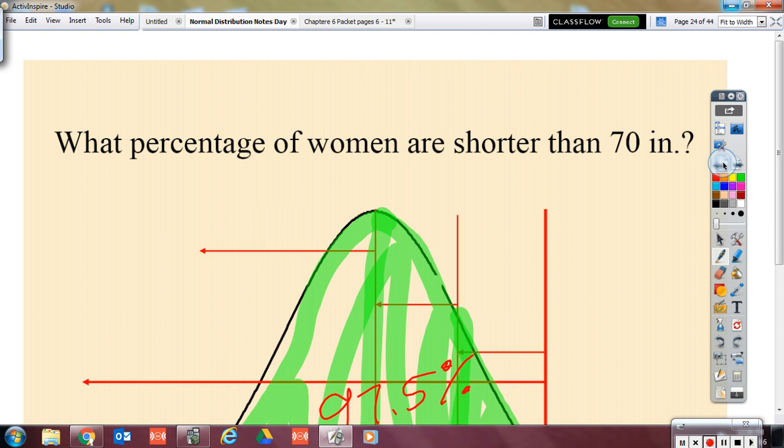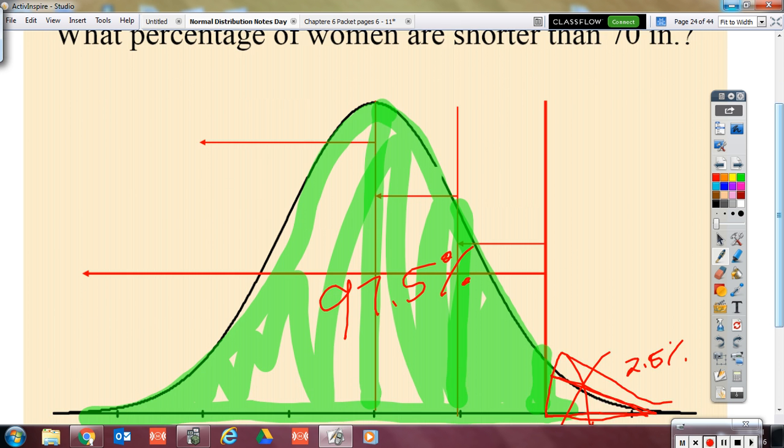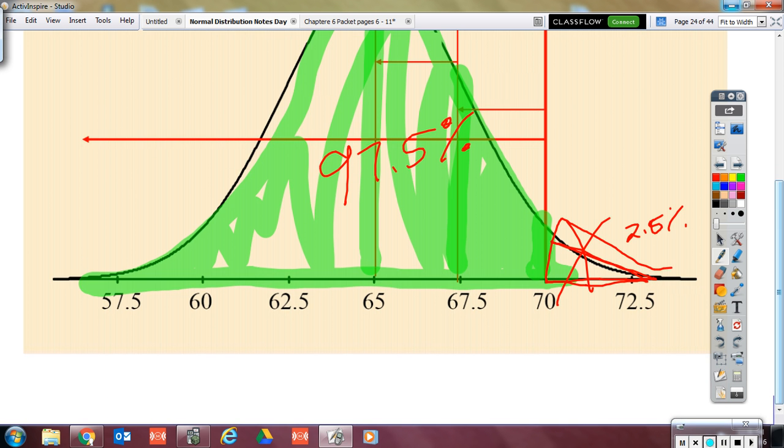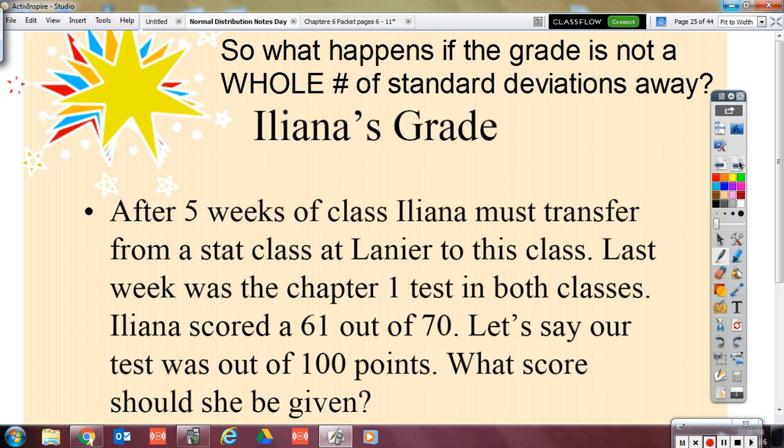All right. Now, all of these ones that we have done so far have fallen on a solid 1, 2, or 3 standard deviations above the mean. Do you think that all women are exactly 1, 2, or 3 standard deviations above or below? No, you have all these ones that are different standard deviations away from the mean. So let's address that because that's a big deal. Here's an example. We want to find out what happens if the value is not an exact whole number of standard deviations away.